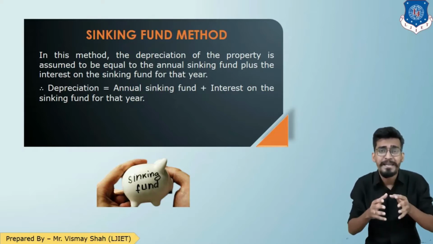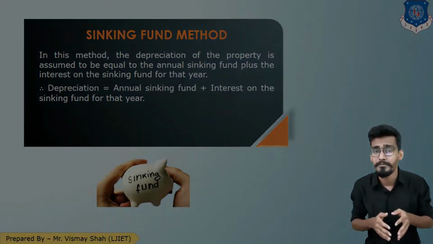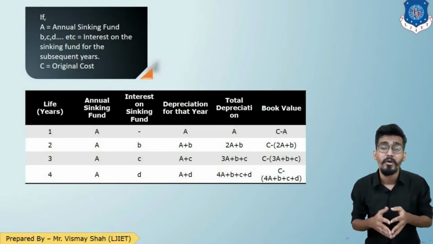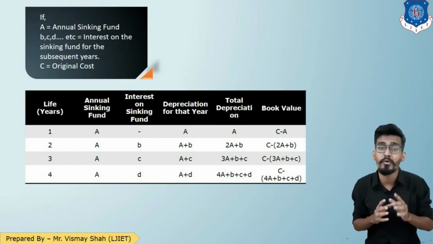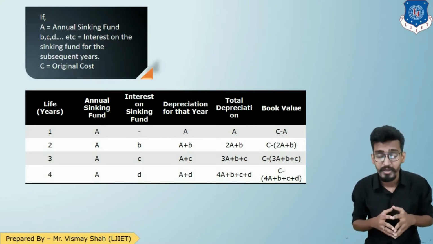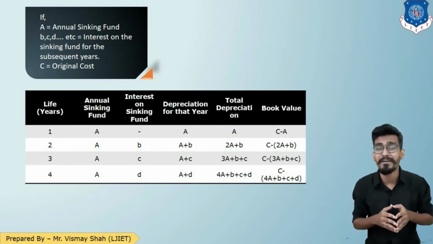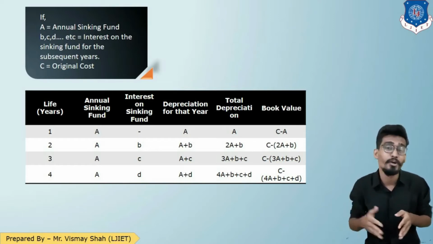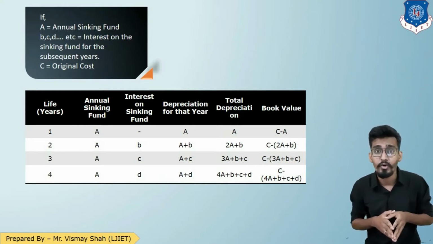Now, to explain this concept in detail, let us look at an example. Suppose that capital A is the sinking fund which you are keeping aside every year. That is the same amount you are going to keep aside as a sinking fund, capital A. Now small b, c, d and so on are the rates of interest which you are gaining on that sinking fund for consecutive years. Capital C is your original cost.